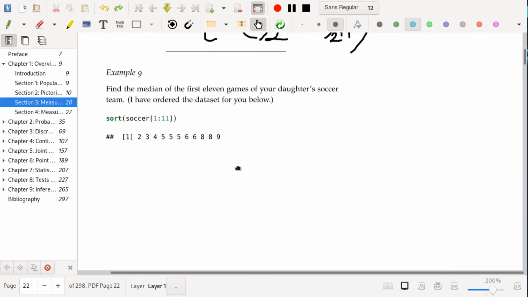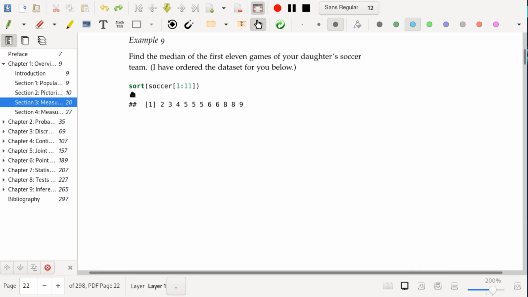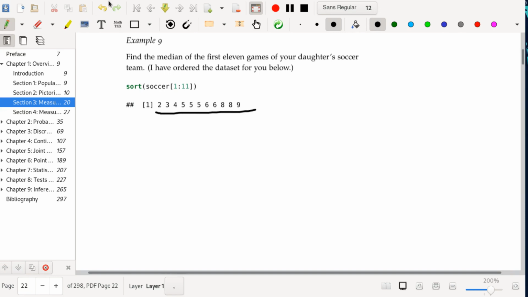Okay. Let's see an example of computing the median. Find the median of the first 11 soccer games your daughter's team participated in. I chose 11 just to have an odd number, just for demonstration purposes. In this case, the sort function in R will order your data set from smallest to largest. Given a vector, it will order that vector from smallest to largest. So we have sorted this data set. We now have an ordered data set. And I want to compute the median of that data set.